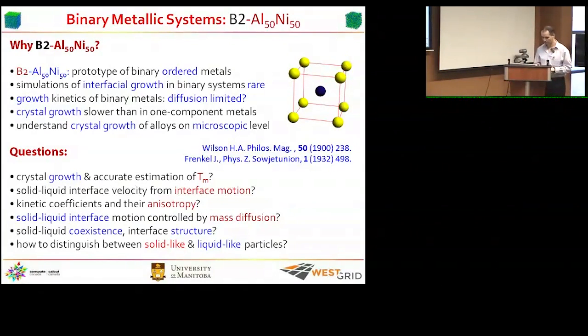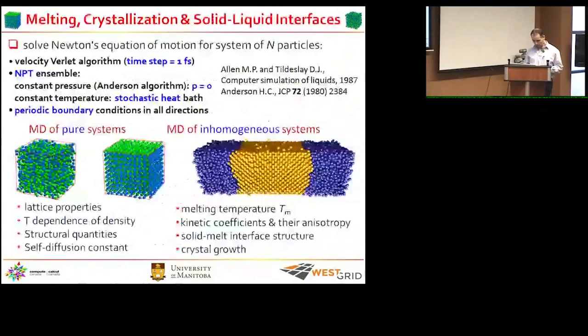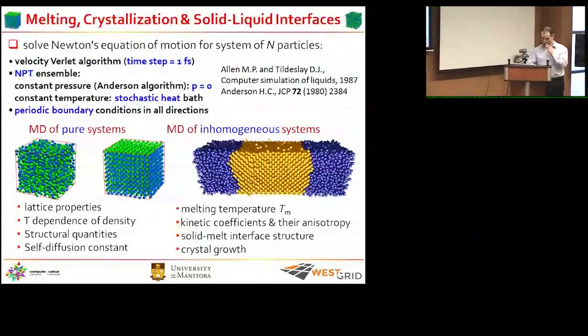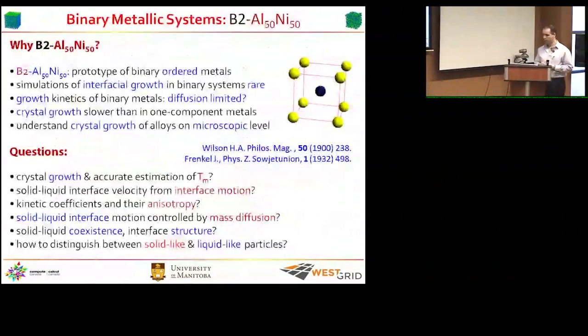But in the case of binary systems, this is not working. For example, to obtain a liquid, we can start from the solid and increase temperature to obtain the liquid. But now if we just start from liquid and decrease temperature, at some point we will not get a crystal. So how to study the crystallization in this case?